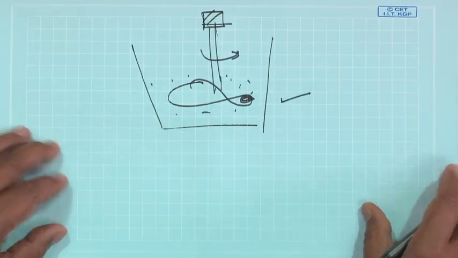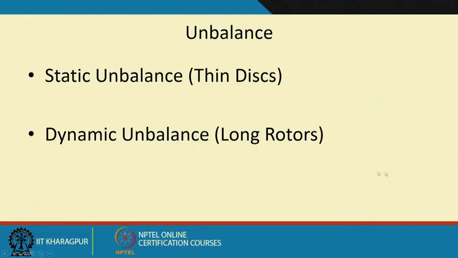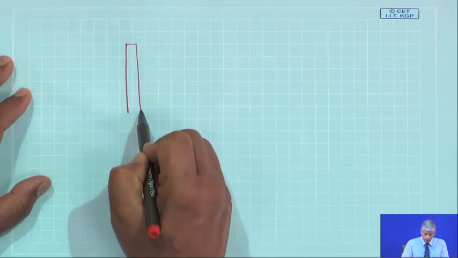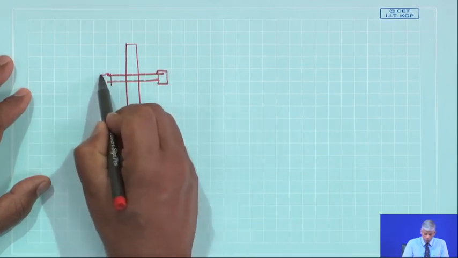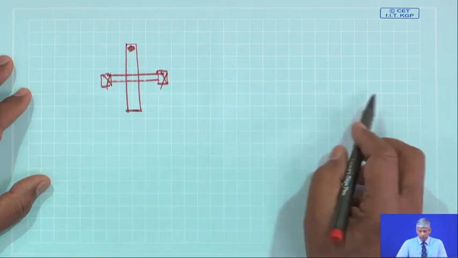Such kind of faults occur, and if I was to classify this, one is known as static unbalance and the other is known as dynamic unbalance. For example, if the shaft is very small and I have just a significant force in the radial plane, this is a good example of a static unbalance.